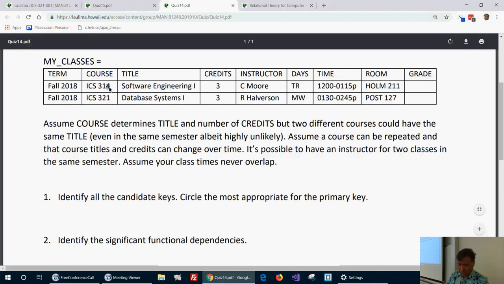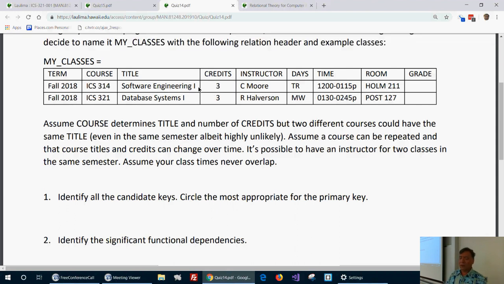Okay. In any one semester, all the ICS 314s are going to have the same title and the same number of credits. But fall 2018, ICS 314 might only have 3 credits, whereas fall 2008 314 may have been 4 credits or something. I don't know. I don't think computer science ever had a history of that, but I know electrical engineering has had a history like that.